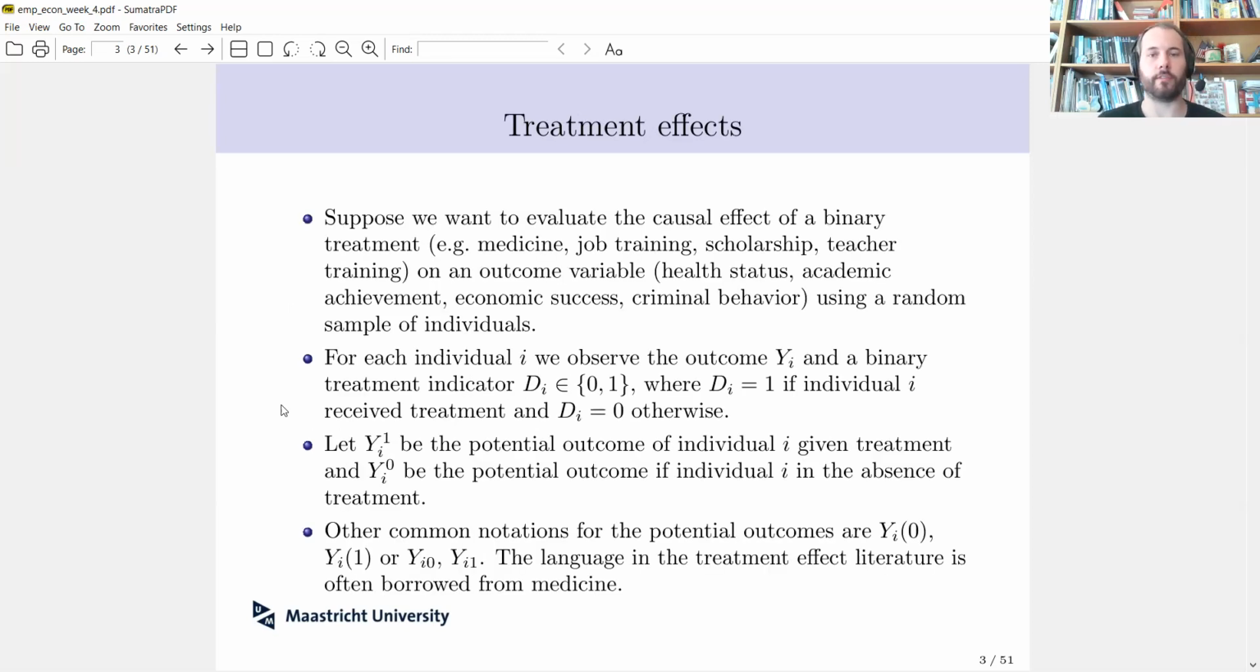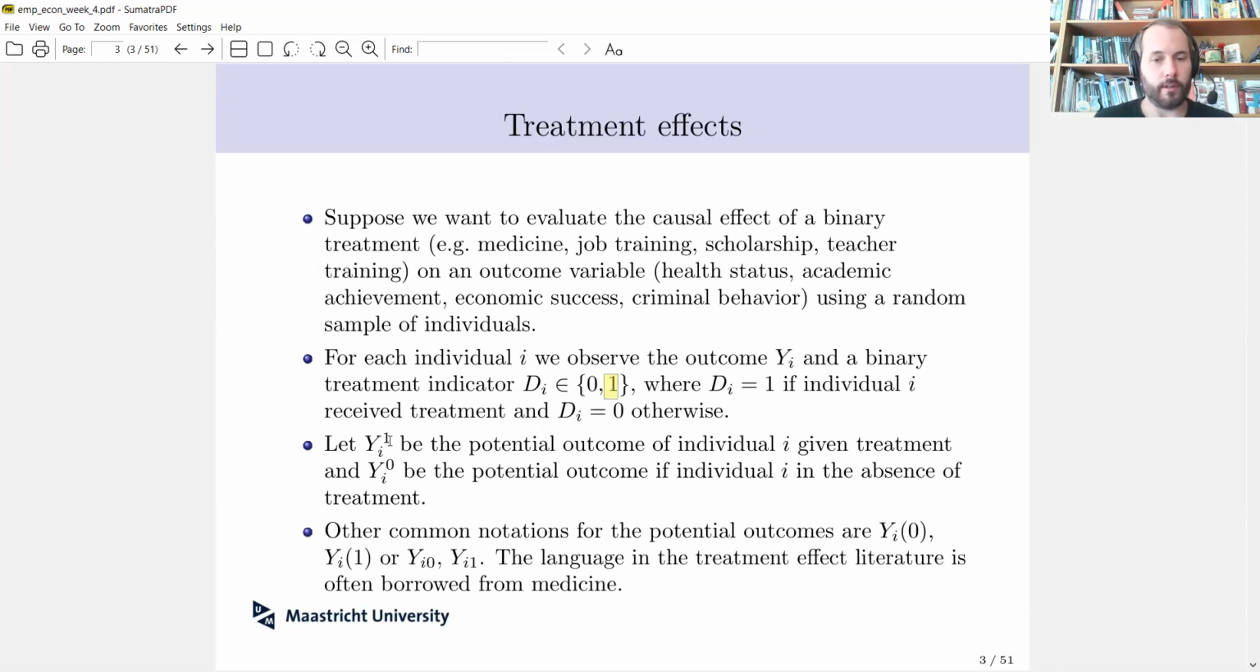When we talk about treatment effects, we think, for instance, of a binary treatment, and the classic is a medicine or job training, scholarship, teacher training on an outcome variable of interest. For medicine, we look at the health status. For job training, we maybe look at your unemployment status. For a scholarship, you look at academic achievements and this kind of stuff, right? And we have some sort of a random sample. Now for each individual, we of course observe the outcome and we know whether or not this person has received treatment. So this D_i is the treatment indicator, which is 0 if you do not receive treatment, and it's 1 if you have received the treatment.